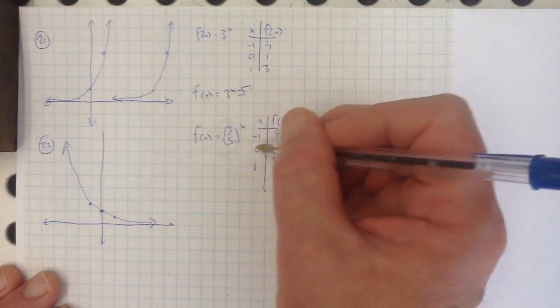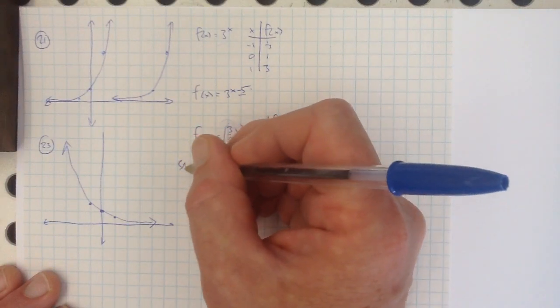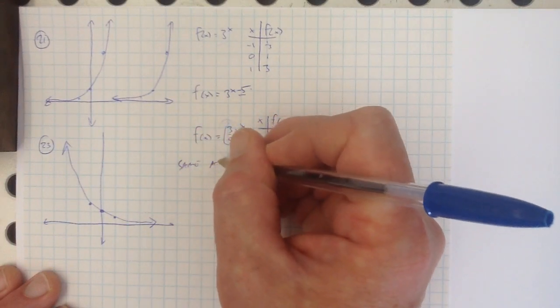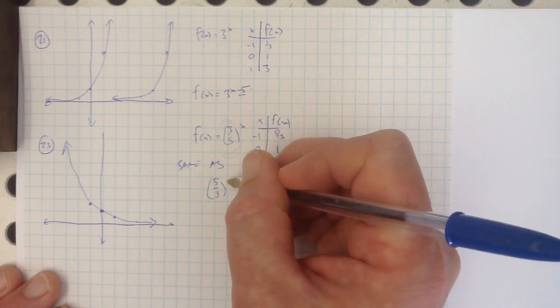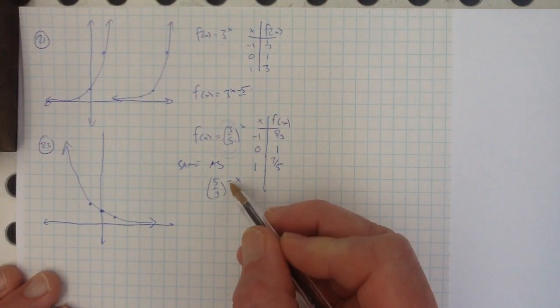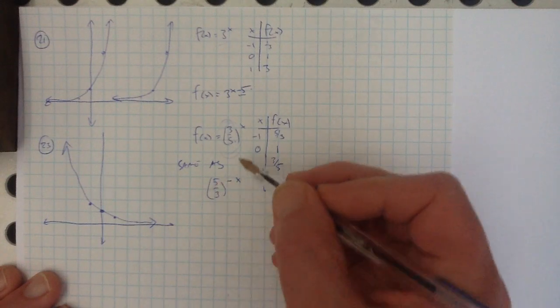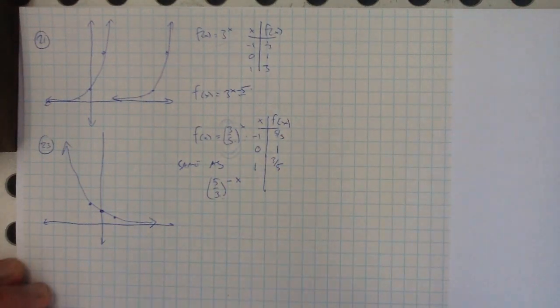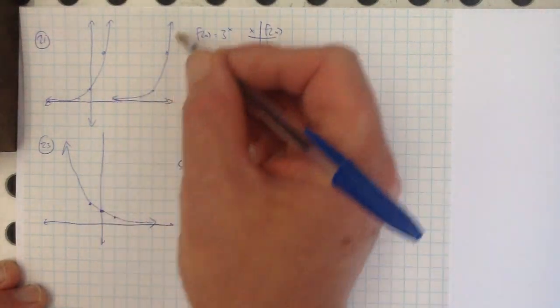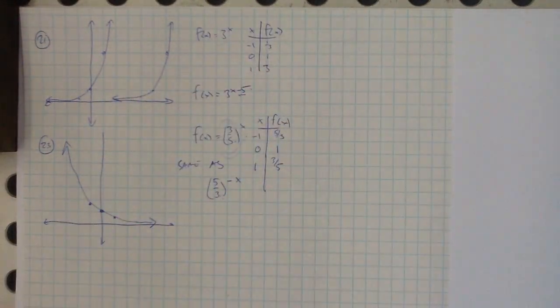Because this is the same as 5/3 to the negative x. That negative exponent there would flip this over. So these two things, this is two ways of writing the same thing. And now we've got a number bigger than 1, and now that would look more like this, right?